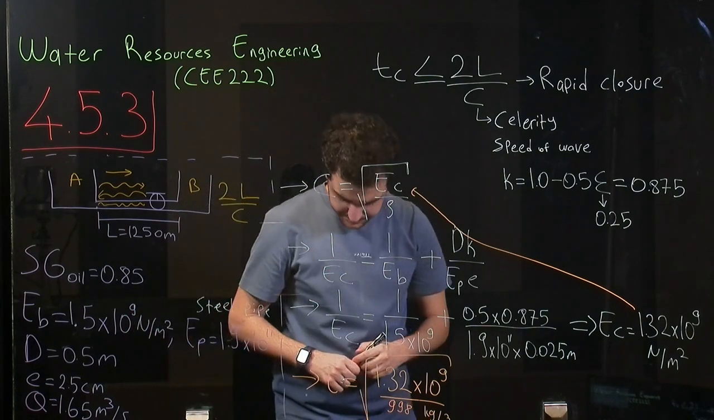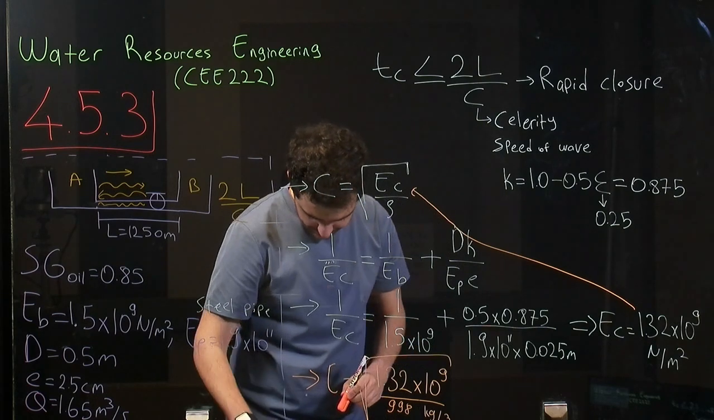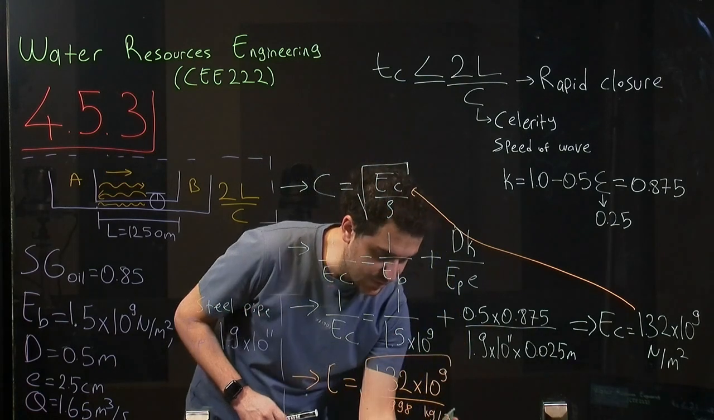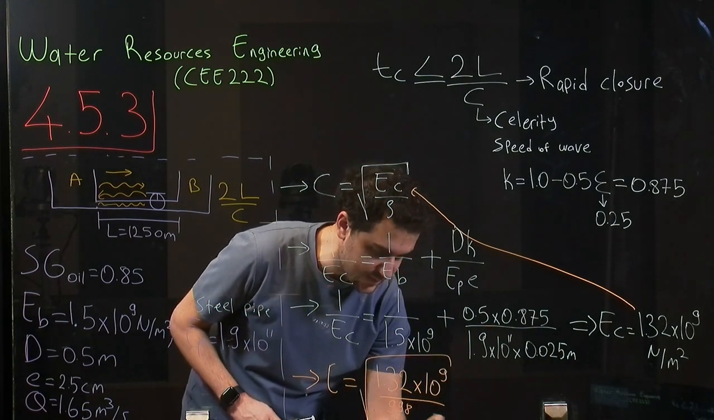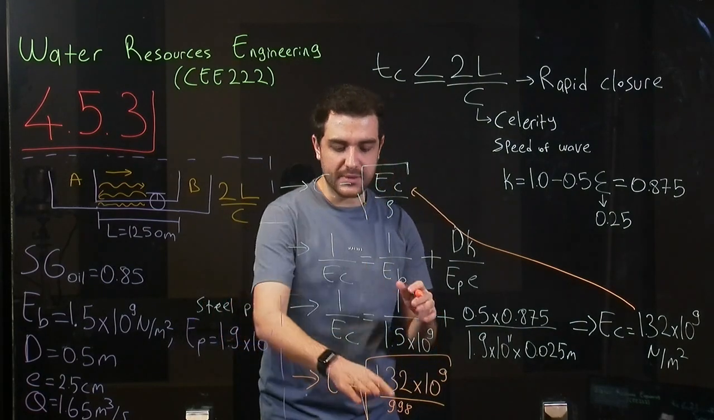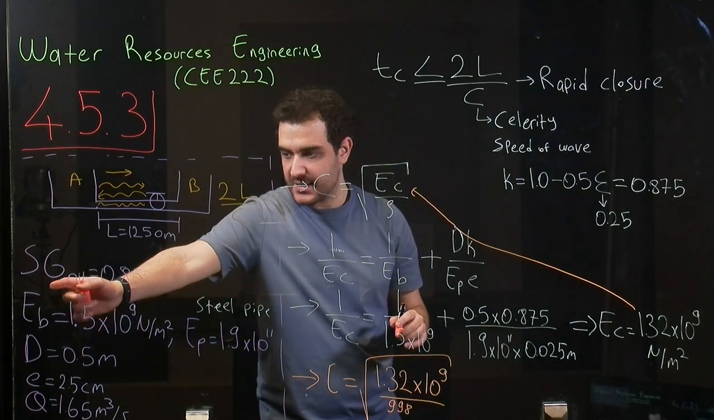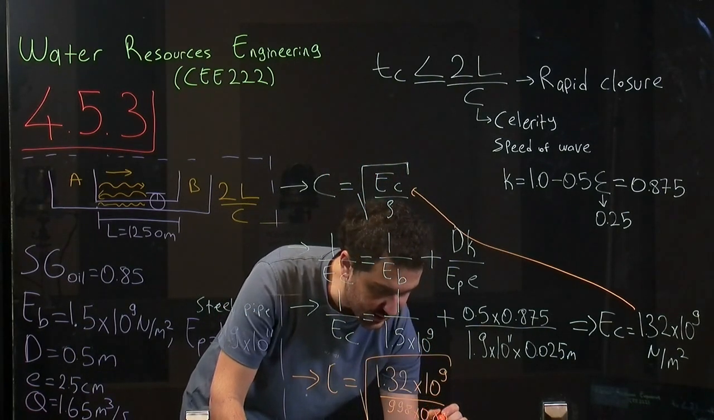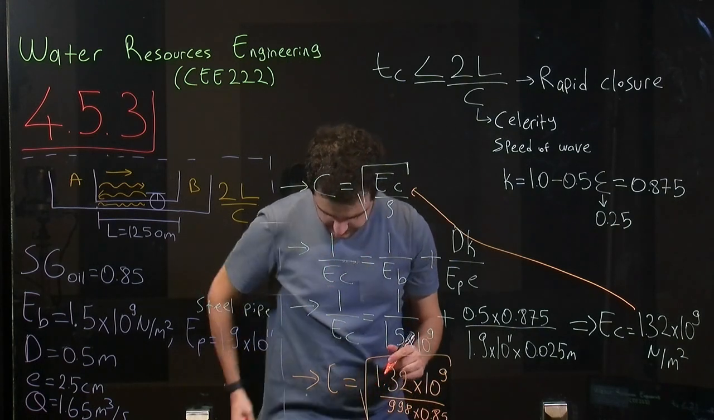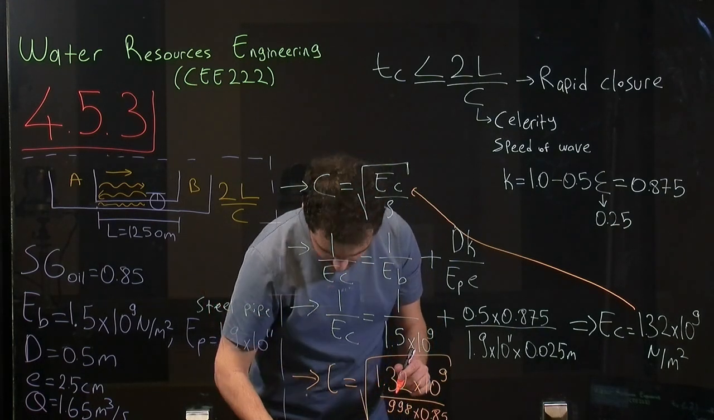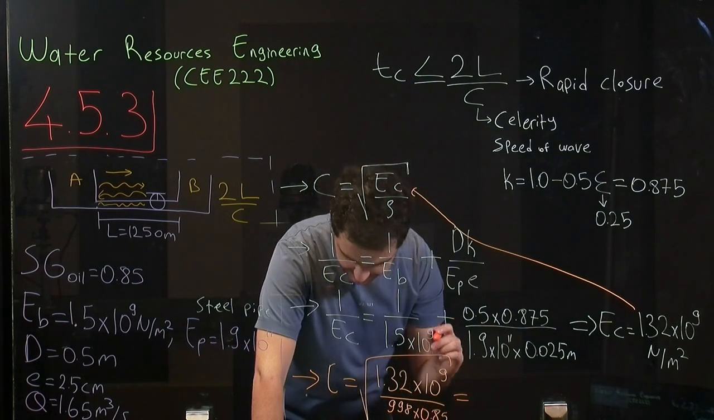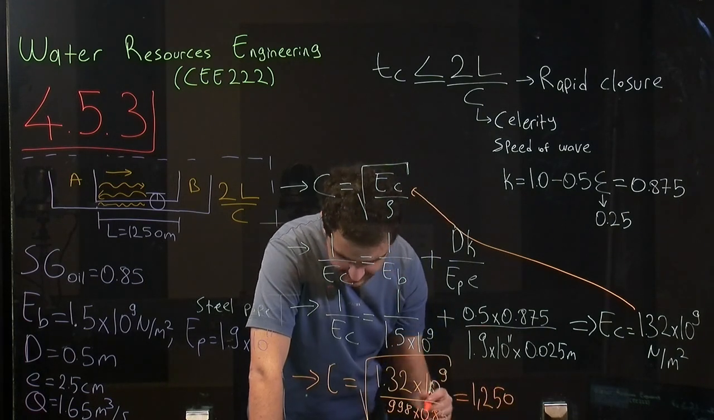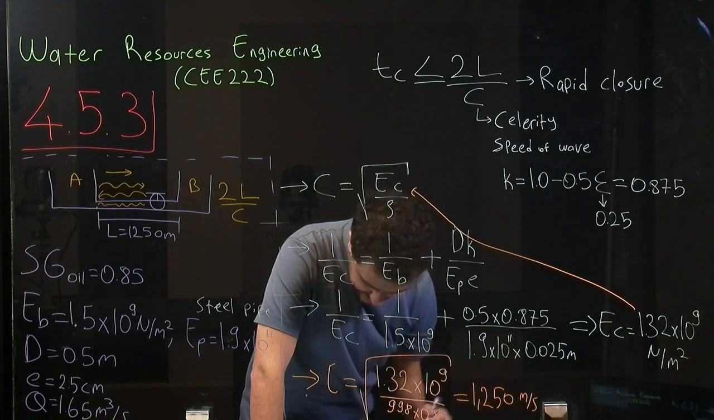Okay, better. And also I forgot that since this is not water, this is oil, we need to multiply this density by the specific gravity of oil, which is 0.85. From there we can get the speed of wave as 1250 meters per second.